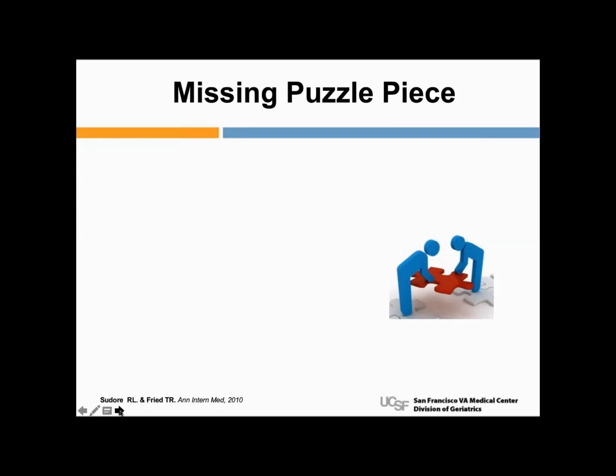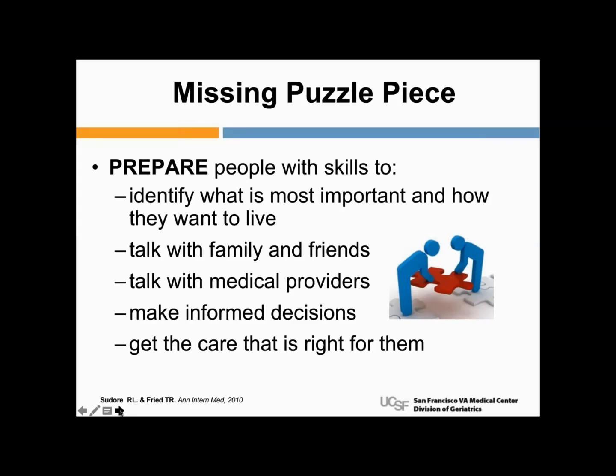And so the missing puzzle piece that we have found and heard, and again, this gets back to that quote up above about whether or not advance directives are enough, is that people really need skills. They need to be prepared to identify what is most important and how they want to live, to be prepared with skills to talk to family members and friends. How do you talk to medical providers? How do you make informed decisions? And then to put that all together to advocate for themselves or for their loved ones to get the care that's right for them.